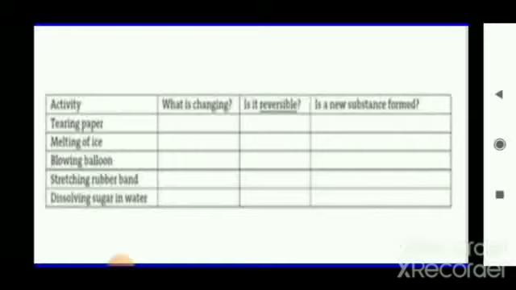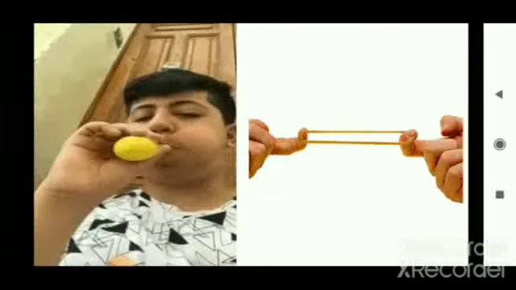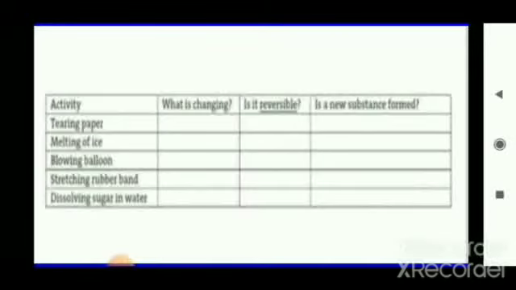Now, moving towards the next activity. When you stretch a rubber band. In the second picture you can see, when you stretch a rubber band, what will happen? The shape of the rubber band is changing, right? Is it an irreversible process or a reversible process? It is a reversible process, right? Is a new substance formed here? No. New substance is not formed, right? Come to the last activity.